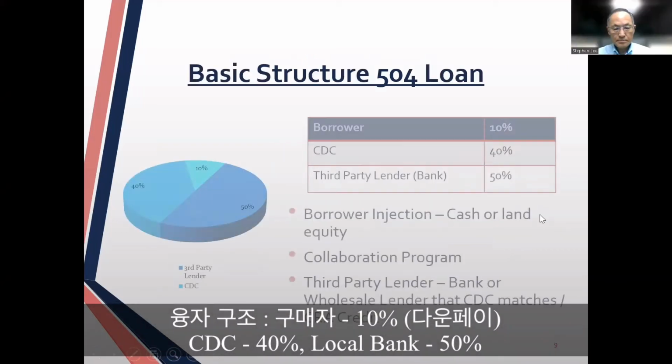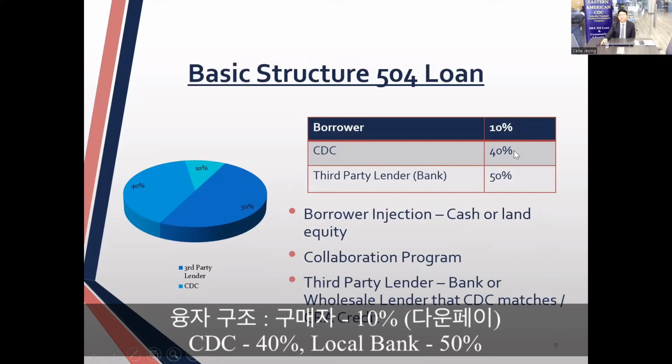Okay, here's the basic structure of an SBA 504 loan. The borrower puts down 10%, the CDC comes up with 40%, and the third-party lender comes up with 50%. So when you see this pie, the borrower contributes only 10%, 40% is arranged by the CDC, which is us, and the other 50% is arranged by the third-party lender. This 10% down payment, the borrower injection, could be cash or land equity. If you have free and clear land, or there's enough equity in the land, then you don't need to put down any down payment.